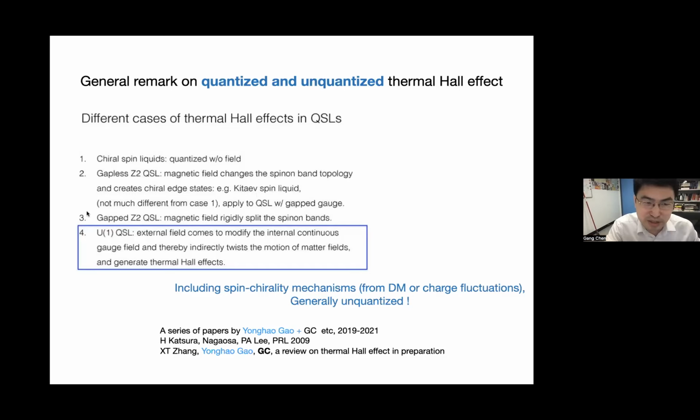So the third case is gapped Z2. So the magnetic field will simply rigidly modify the spinon bands. It may obtain a quantized or, most generically, an unquantized thermal Hall effect.